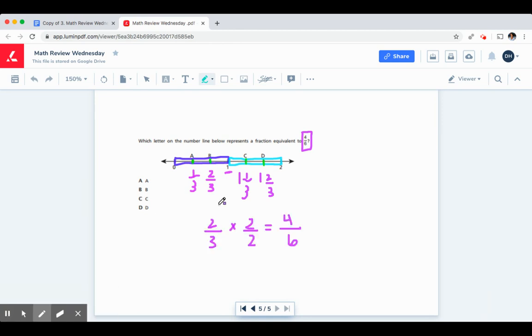You should have found that 2/3 times 2/2 equals 4/6, proving that point B represents 4/6 because 2/3 is equivalent to 4/6.